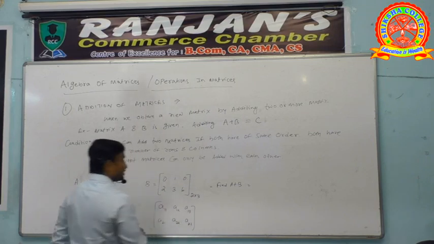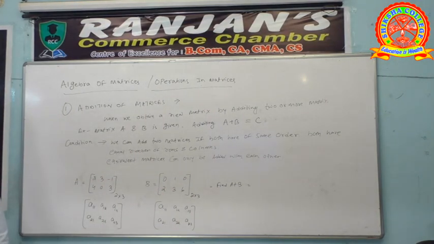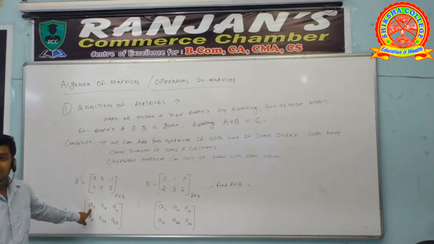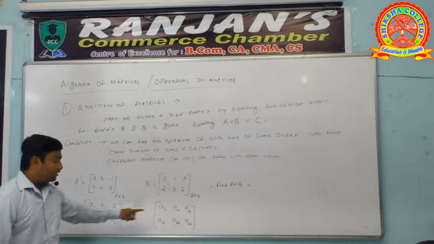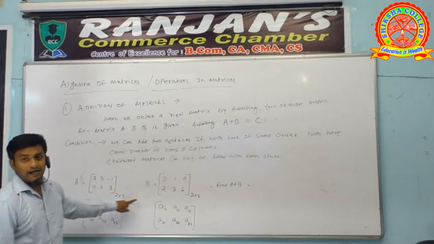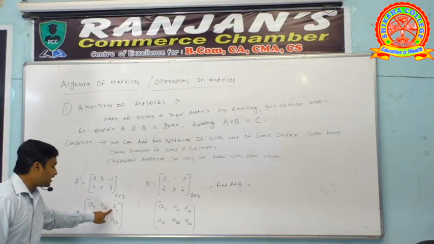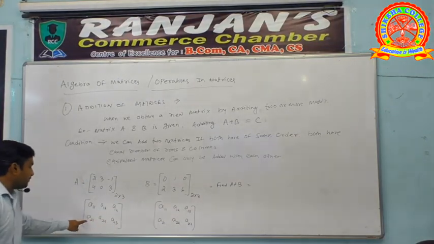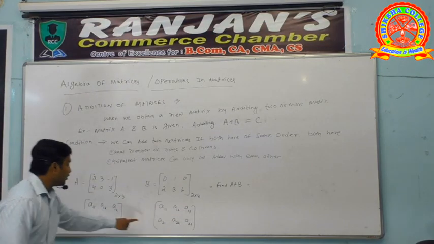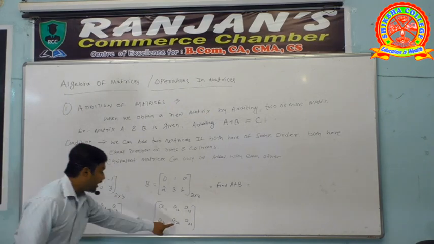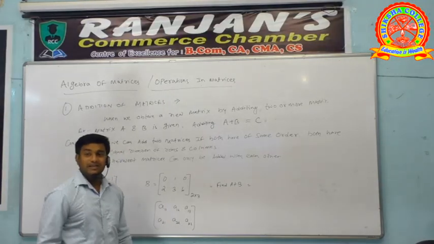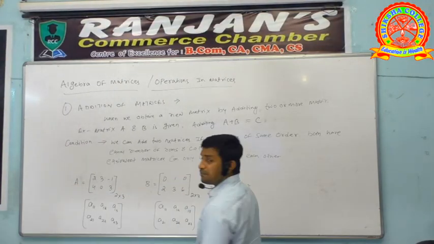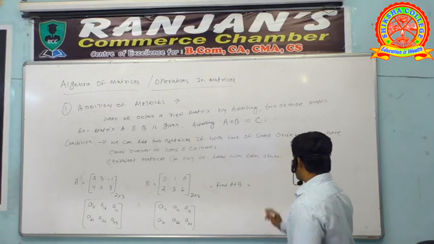Okay? So it is very simple. Adding the corresponding elements. Corresponding means A11. The corresponding element of A11 is A11, of A12 is A12, of A13 is A13, of A21 is A21, of A22 is A22, of A23 is A23. So it is very simple. If you want to find A plus B, simply we can do it.